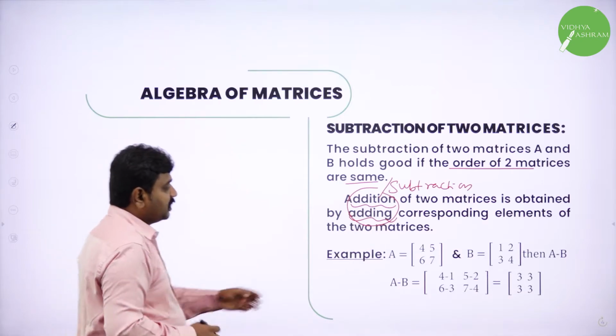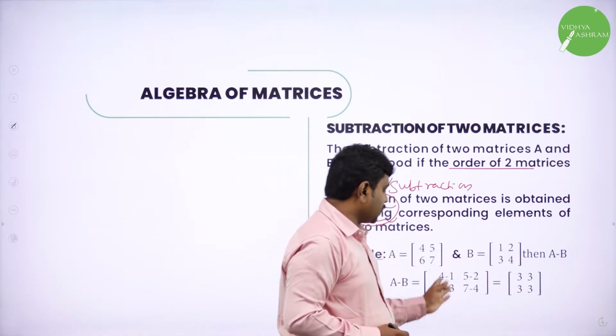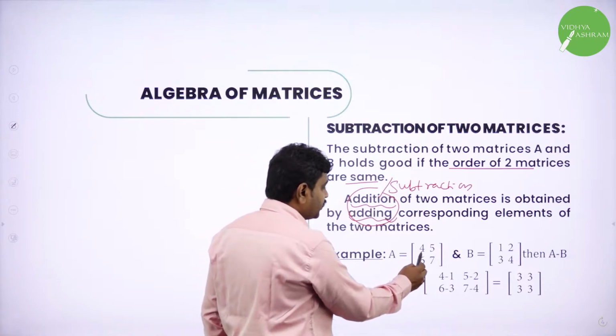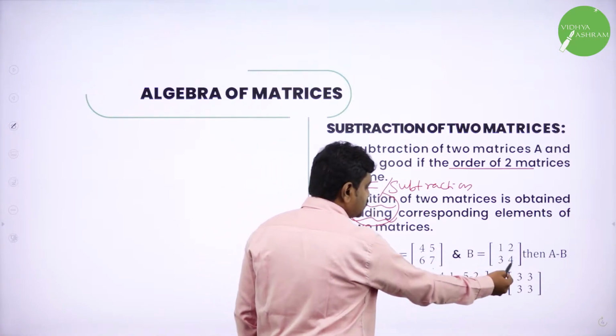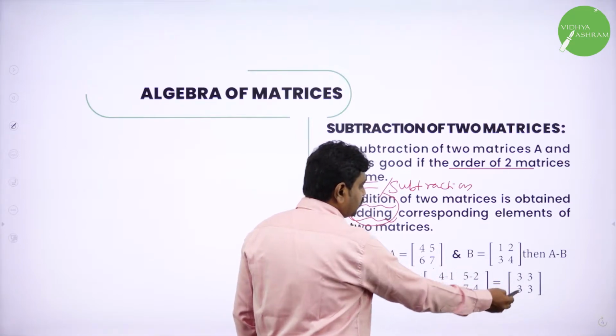For example, A is 4, 5, 6, 7, and B is this. Subtract corresponding elements. First element minus first, 4 minus 1. Second minus second, 5 minus 2. Third minus third, 6 minus 3. 7 minus 4. So 3, 3, 3, 3.